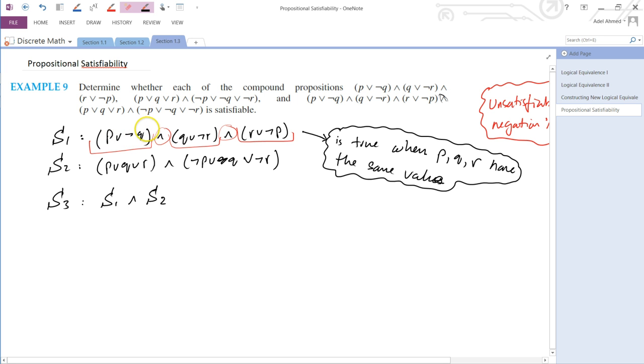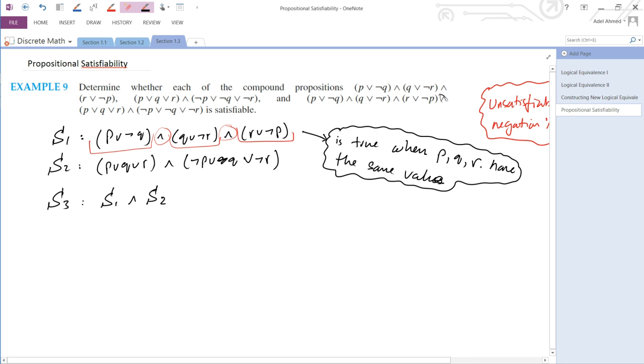False or true will make all of this true. The same way here, false and the negation of that, false or true, is true. The same can be applied to the third one. False or true is going to be true, and hence we'll get three true values: true and true and true, which will make the whole statement true. Now the same argument can be made for the true value for all three variables P, Q, and R.